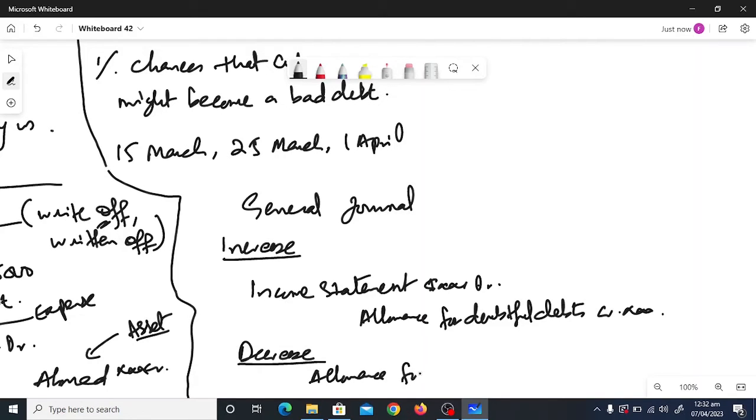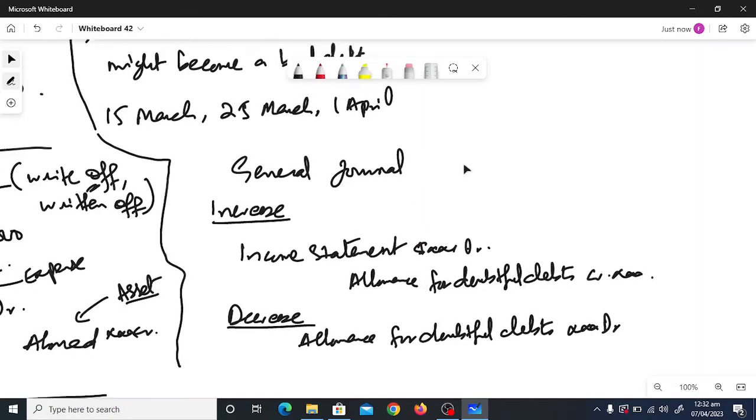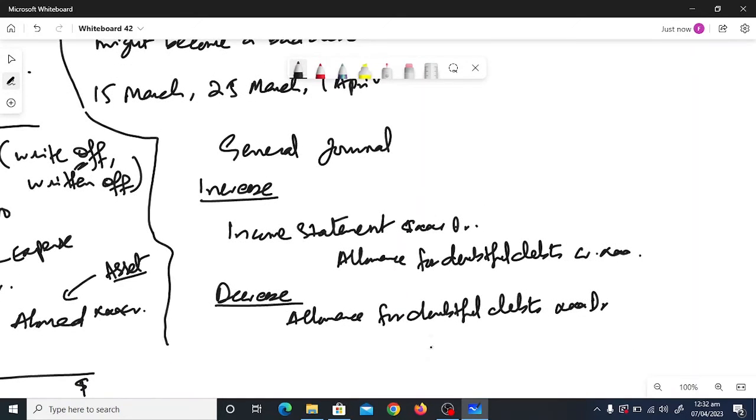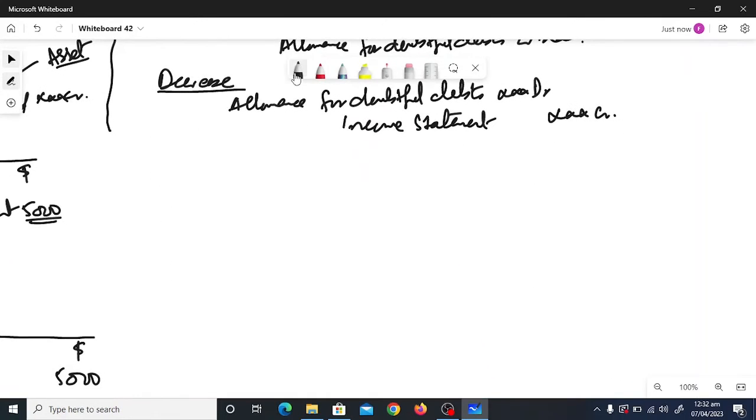And then we have a decrease of allowance for doubtful debts. So when there is a decrease, the entry will become reverse: allowance for doubtful debts debit and income statement credit. I'll just record it over here: income statement credit. Whenever the income statement is being credited, it means the income statement is increasing.